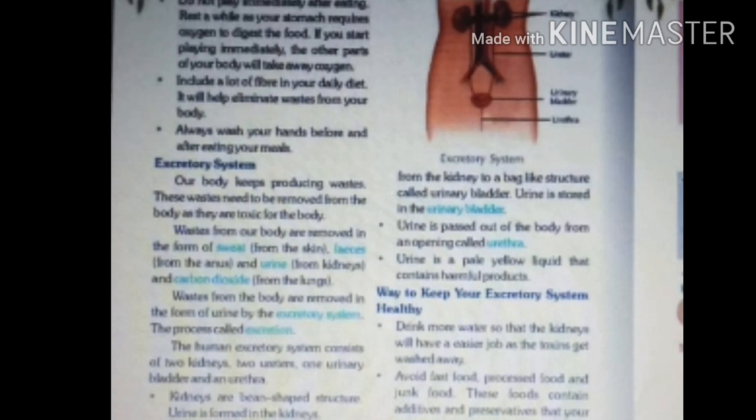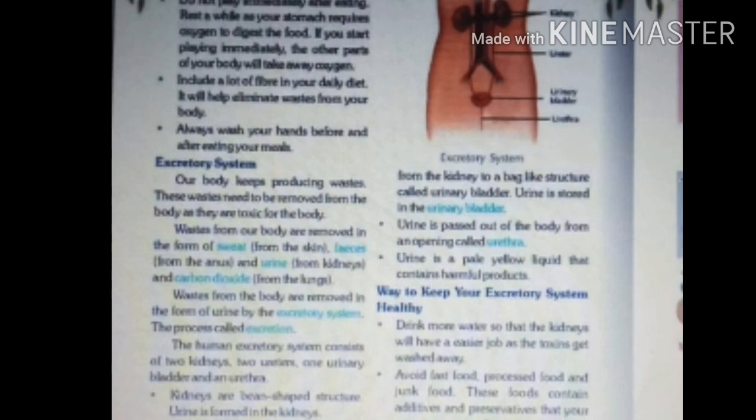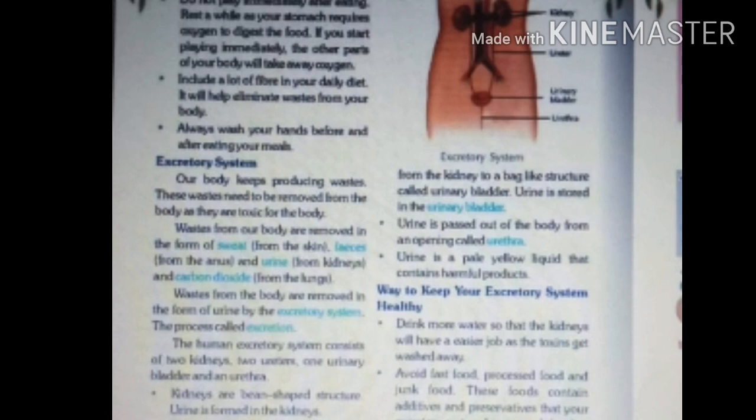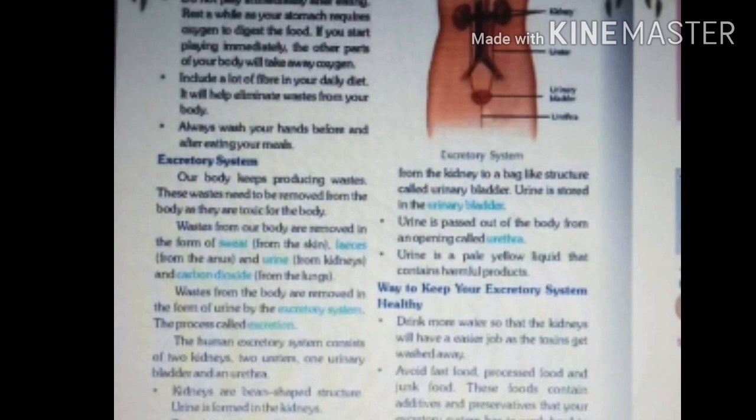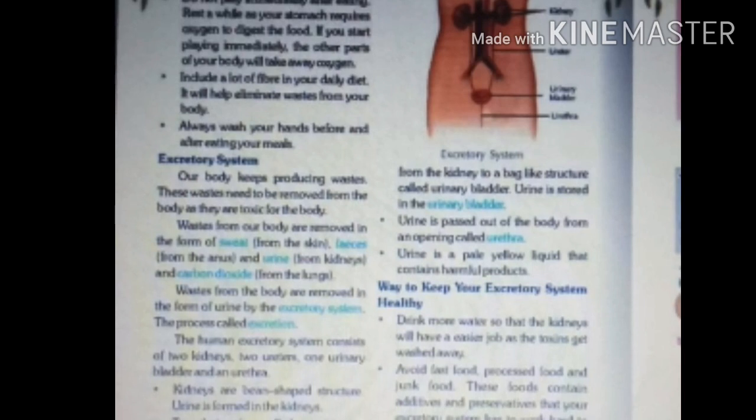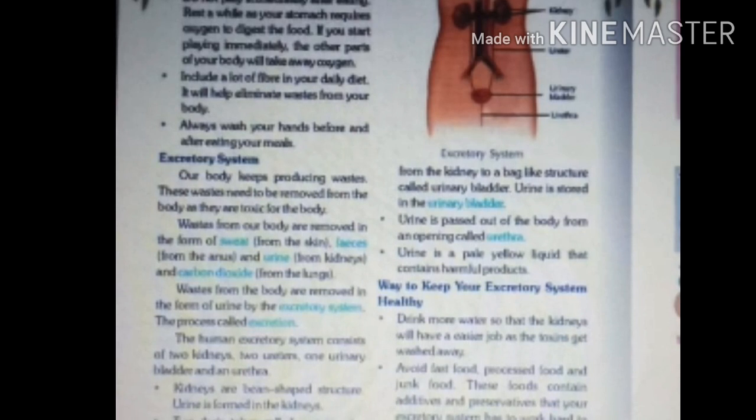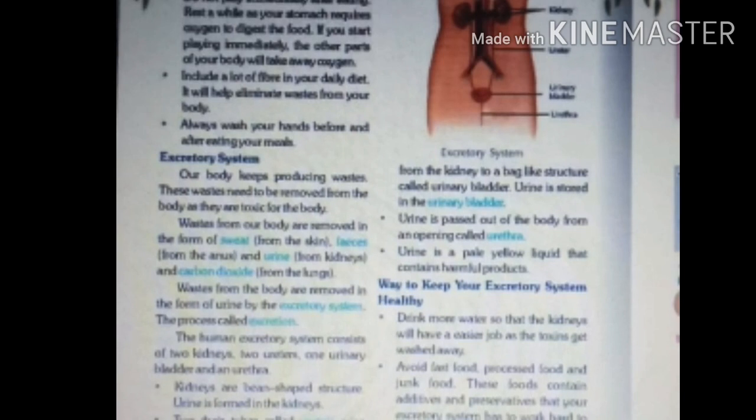The human excretory system consists of 2 kidneys, 2 ureters, 1 urinary bladder and an urethra. I am repeating it again. Learn it. The human excretory system consists of 2 kidneys, 2 ureters, 1 urinary bladder and an urethra. Now see the function of these excretory systems.